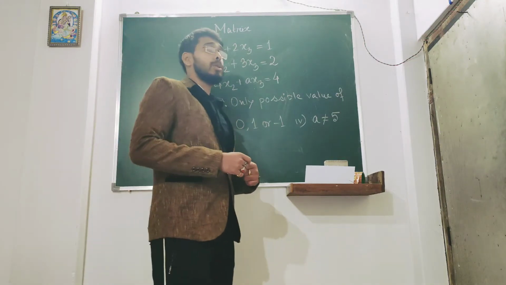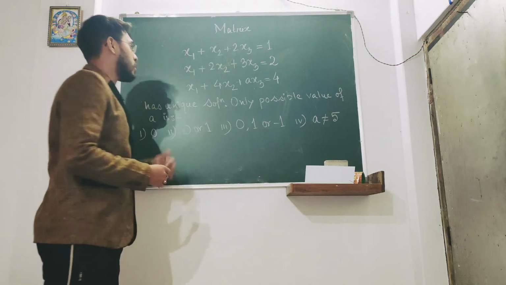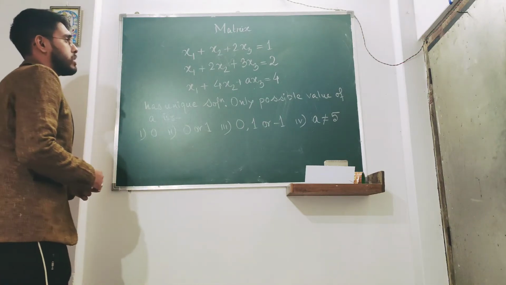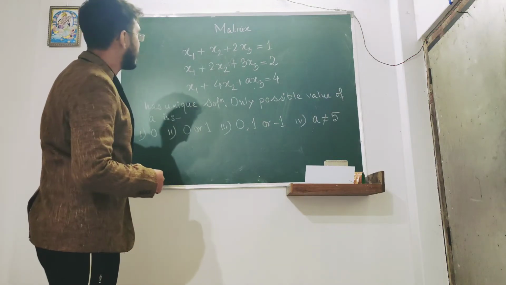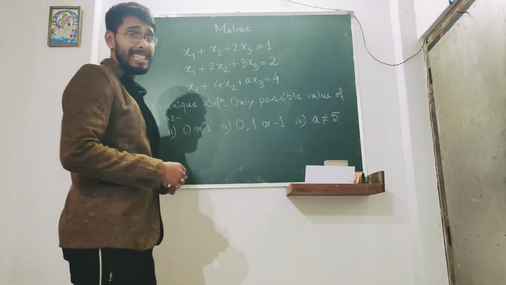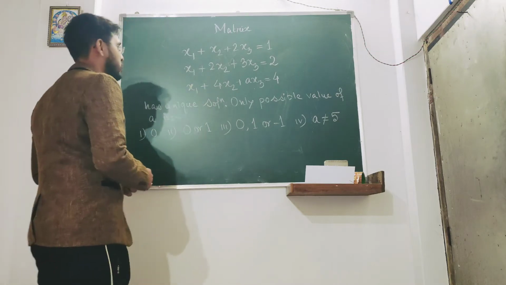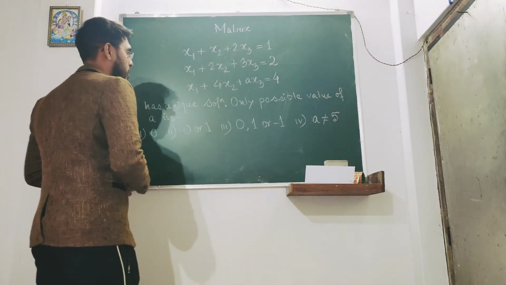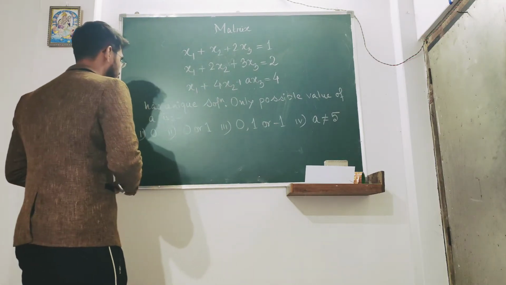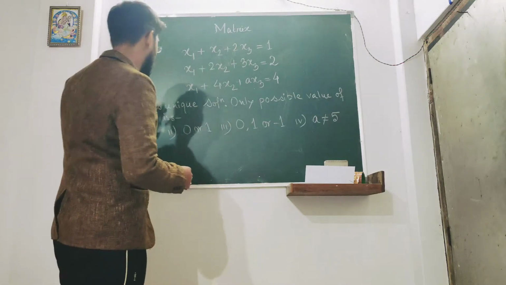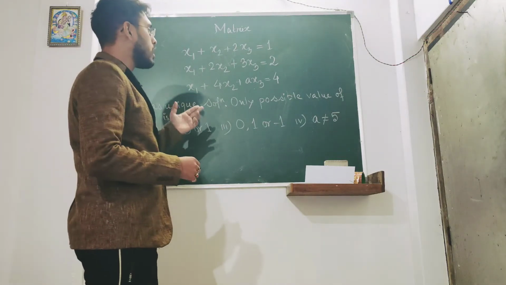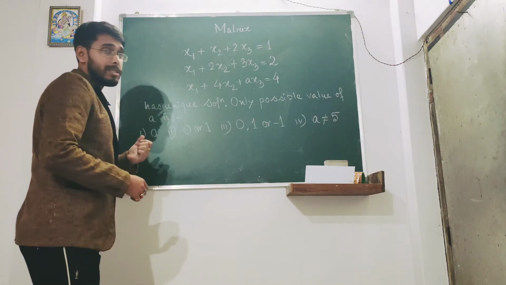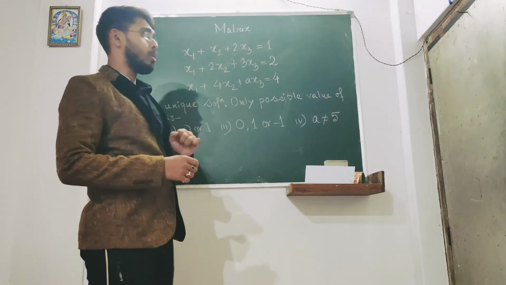So in this video we are going to talk about matrix, where we are going to talk about this question. As you can see, there are three equations in front of you. The first equation is x1 plus x2 plus 2x3 equals 1. The second equation is x1 plus 2x2 plus 3x3 equals 2. And the third equation is x1 plus 4x2 plus ax3 equals 4. And it's said that this group of equations has a unique solution. The only possible value of a will be what? And your options are these 4 options.